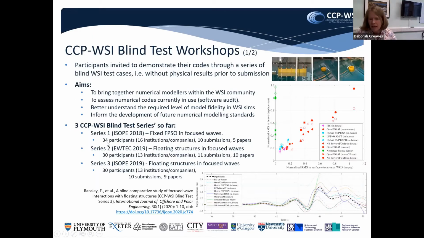I just have a couple of slides on the blind test series that we've run. So far we've run 3 blind test series, and the idea for these is that we have an experiment that we define well enough that anyone can set it up within their numerical model. We invite them to do that without releasing the data from the experiment itself, and then we compare the simulations from the different codes and compare those with the experiment, and it gives us an idea of the range of applicability of different codes and the variability in how they can be applied, and the things that they all agree on well and the things that aren't so well agreed.